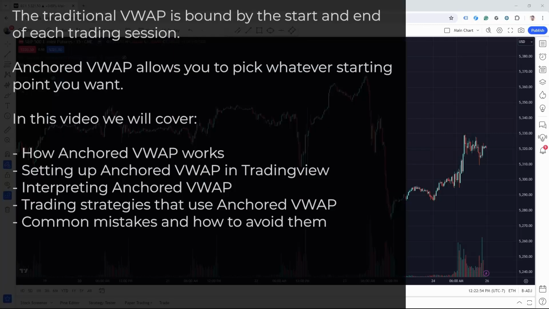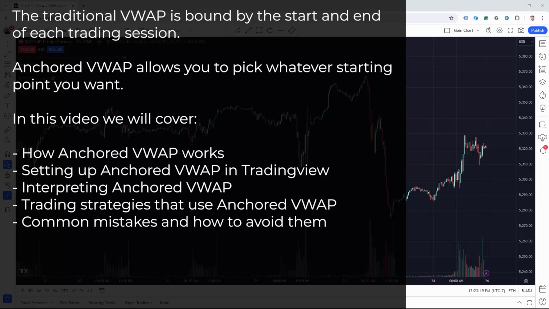The traditional VWAP is bound by the start and end of each trading session, while the Anchored VWAP allows you to pick whatever starting point you want. If you want to look at the volume-weighted average price on the S&P Mini Futures for the last month, all we would need to do is set the starting point for the Anchored VWAP for the first day of the current month. Such a simple adjustment opens up a world of possibilities, and that's what we're going to cover.